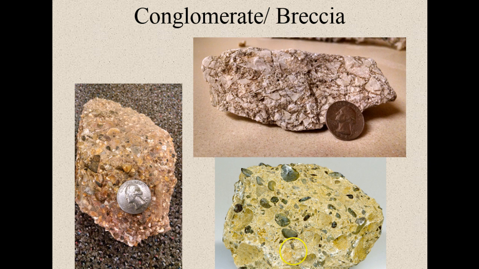The one down here at the bottom is a little bit easier to see the pebbles. The individual pebbles are rounded and stuck inside its matrix. So this is also a conglomerate. Up above here we can see another example, but these are angular chunks or pieces, very angular, and this would be an example of a breccia.